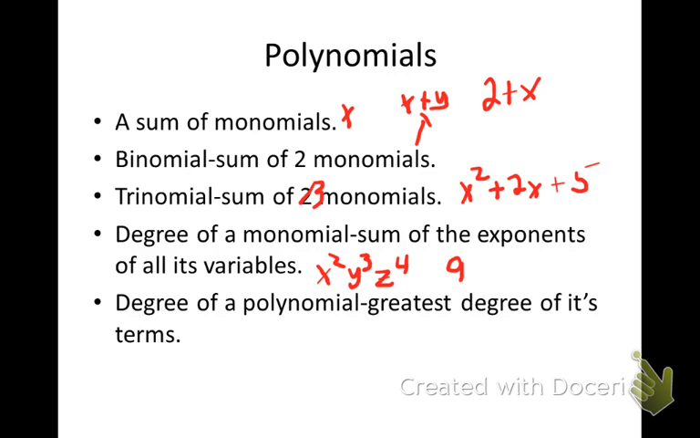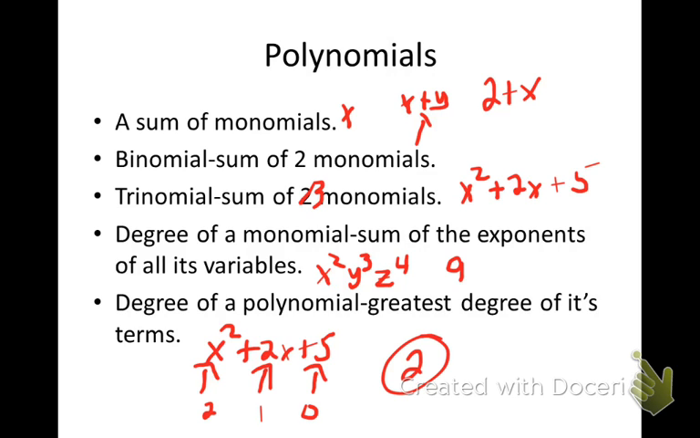The degree of a polynomial is the greatest degree of its terms. So if we take the one I wrote up there, x squared plus 2x plus 5, you look at each monomial. The degree of this is 2, the degree of this is 1. What is the degree of this? Well, it's the degree of the variables, and there aren't any, so 0. So the degree of this polynomial is the greatest one. You don't add them, it's the greatest one. So 2 would be the degree of that. So it's a little confusing, so you've got to get those definitions straight.